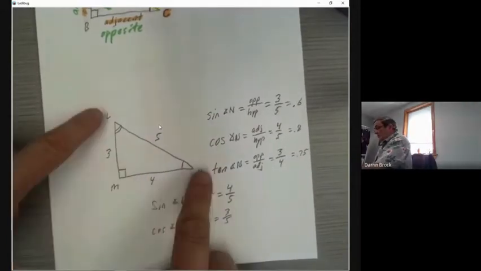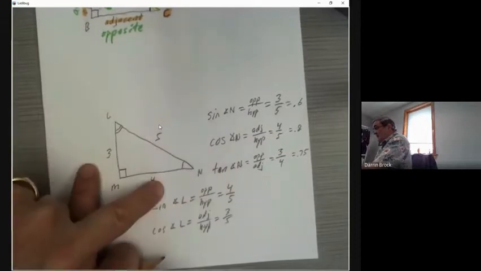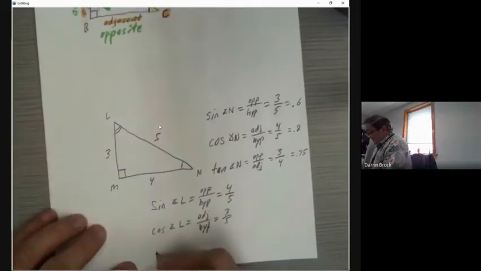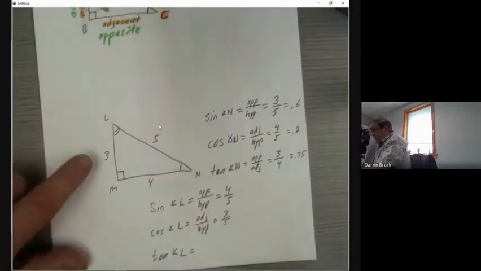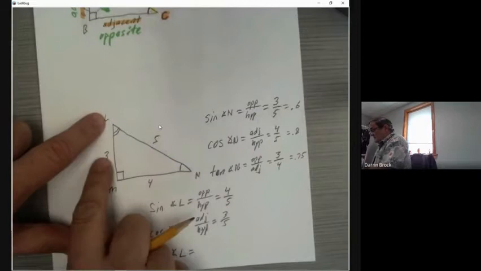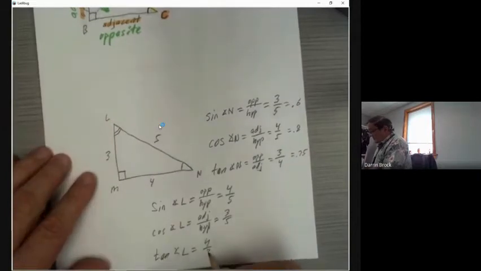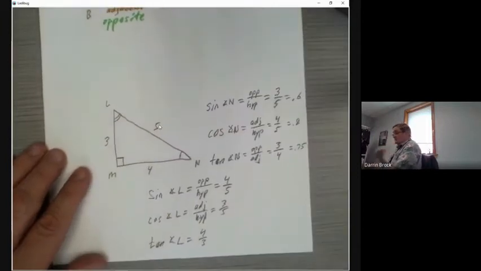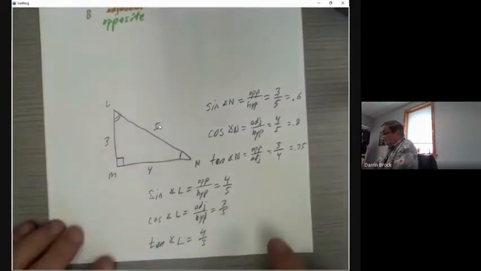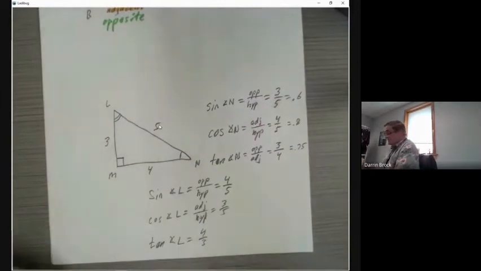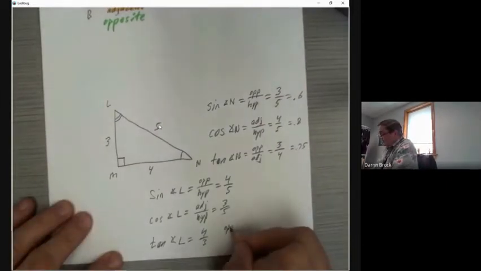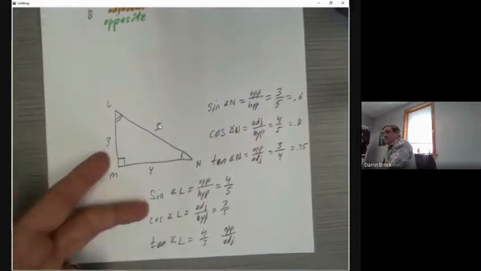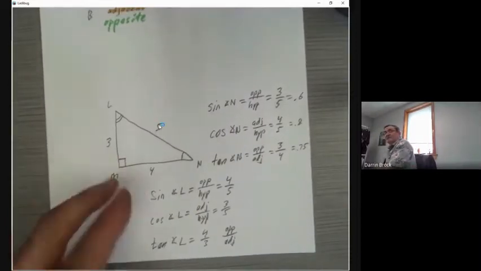If you're going to stay opposite and I move to your side, you have to move to my side. And then the tangent, what happened to the tangent? For L, opposite over adjacent. Now it's this one over this one. It's 4/3 instead of 3/4. It just reversed itself. Opposite and adjacent trade places. So that doesn't change, opposite over adjacent. Just the numbers change because we relabeled them when we changed angles.